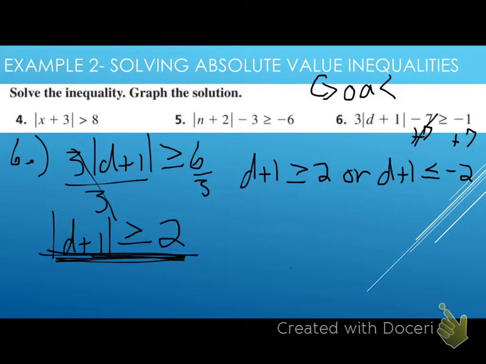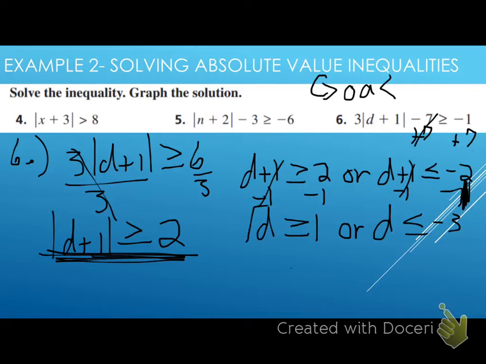What's my one step here to solve these two? Subtract 1 from both sides. 2 minus 1 is 1. Symbol flip or stay? Stay. Bring down your or. Negative 2 minus 1 is negative 3. Symbol flip or stay? Stays the same. Here's my solution. Question is how I got it.